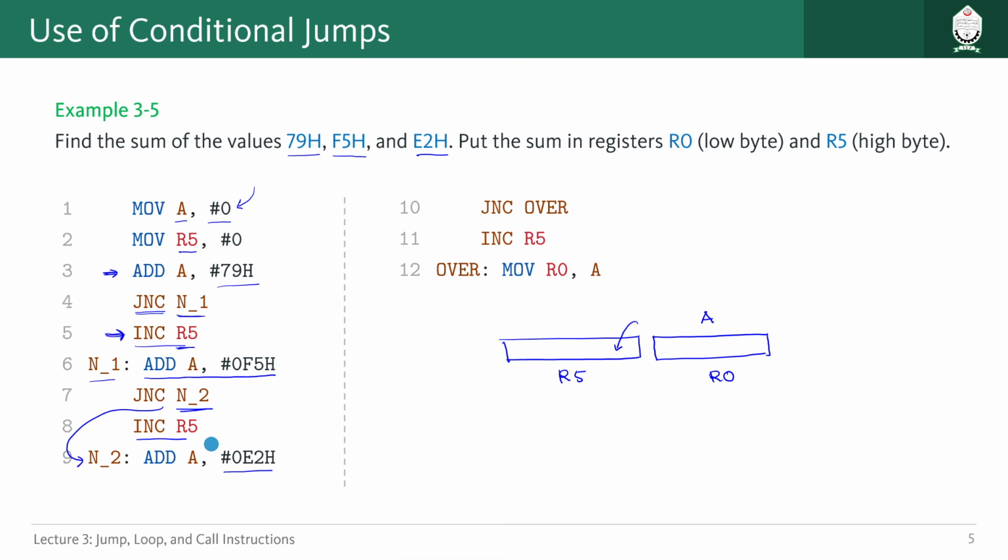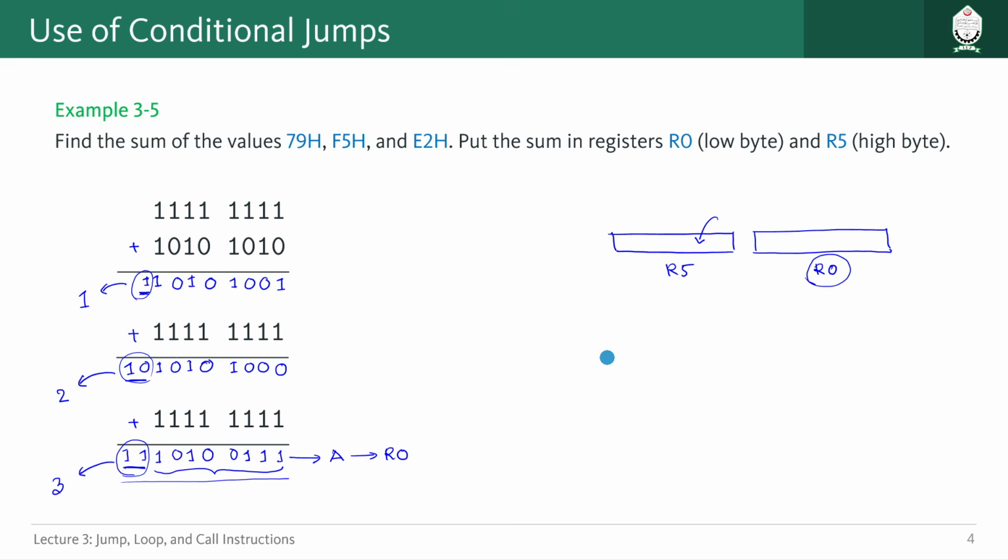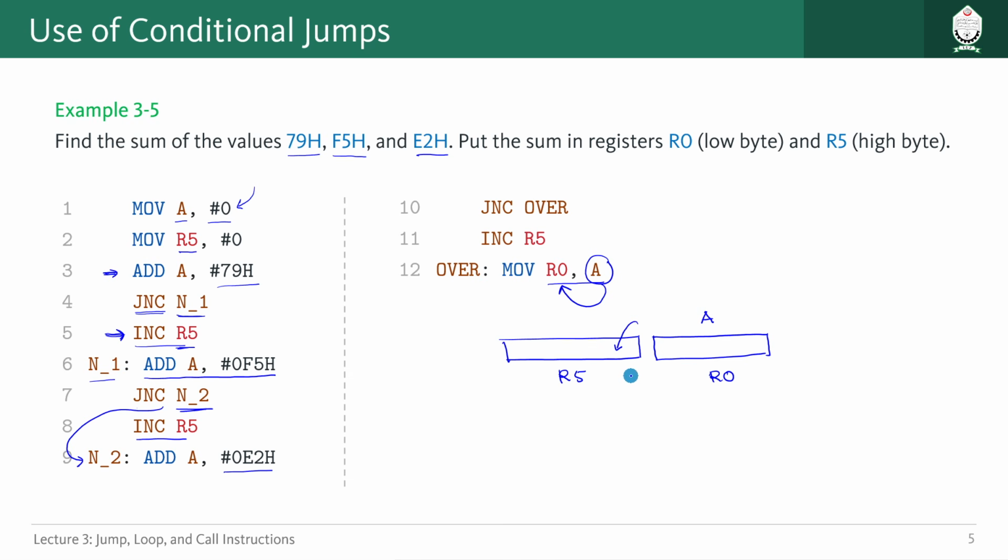And finally, after all the addition is done, you see we are moving whatever we have saved on A to R0, so that the lower 8 bits are saved by R0, and R5 will automatically increment whenever carry happens. So if we consider the previous condition we had for this one, for 3 of the times we are going to see carry happening, and R5 will increment by 1 for 3 times. Finally we are going to see 1 being saved onto R5, and the lower 8 bits will be saved by R0.